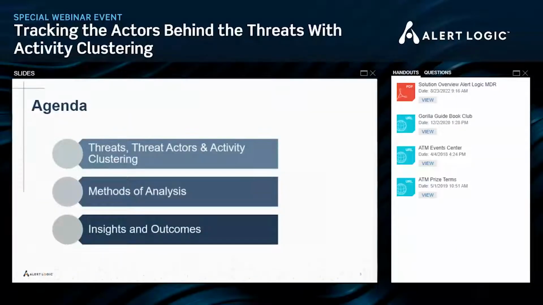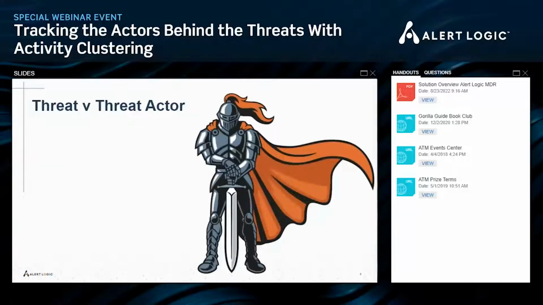So, as we get into it, we're going to first look at threats versus threat actors. What's the difference? Why are we going to the effort of classifying and documenting the actors behind the threats? And that is the activity clustering. We'll then look at the methods of analysis. So how do we perform and create these activity clusters? And before finally summarizing the insights and outcomes, which I'm sure will be peppered amongst this talk as we go along as well.